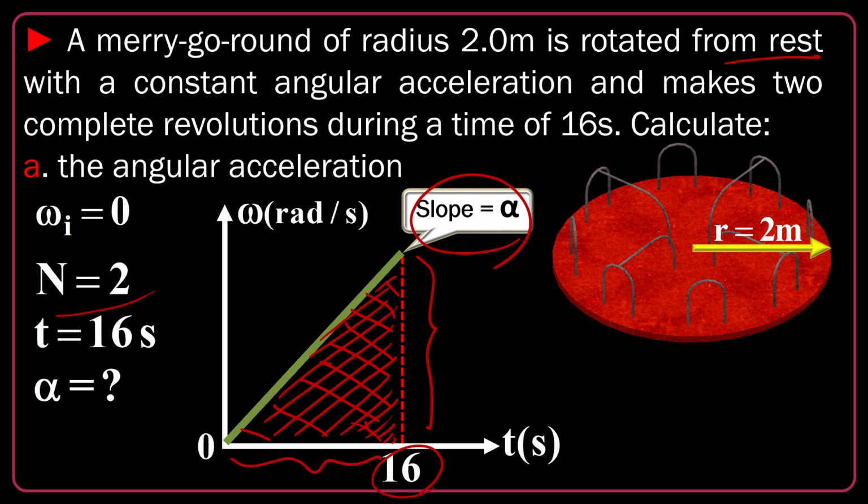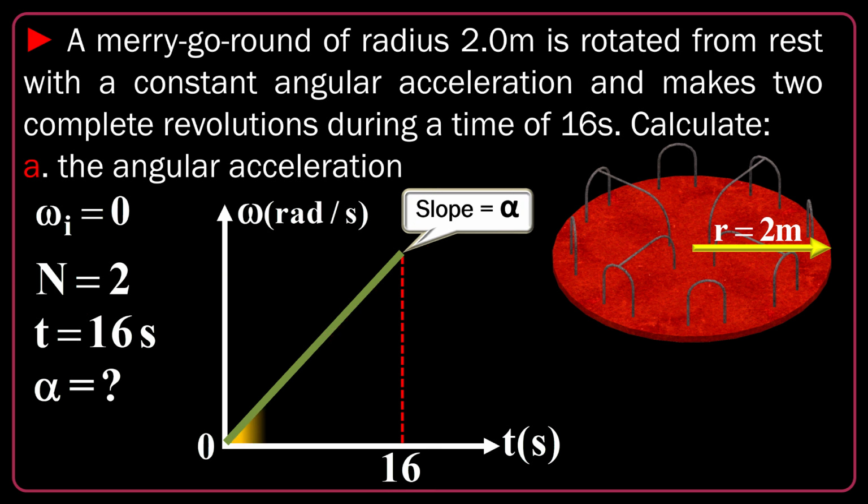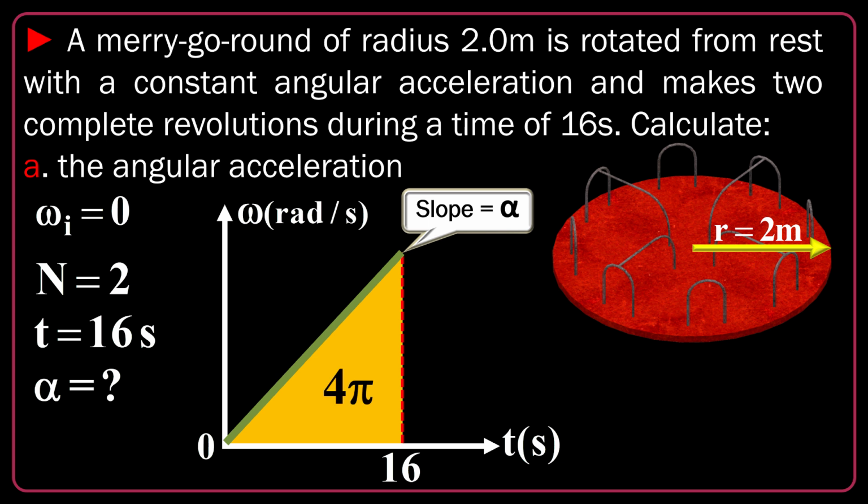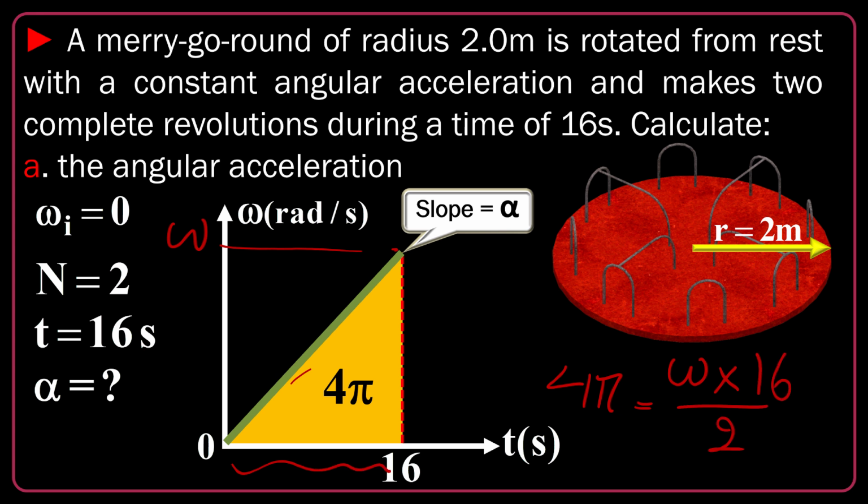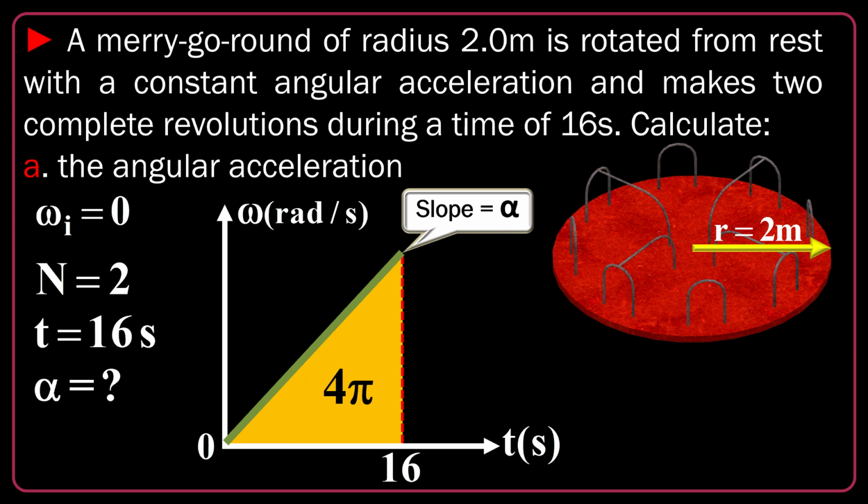Through the number of revolutions, it's very easy. I mentioned 2 revolutions means 4 pi of theta. So the total angular displacement is 4 pi. That means 4 pi, the area of this triangle, is supposed to be height, let's say omega, times base, which is 16, divided by 2. Done. So final omega will be pi over 2.